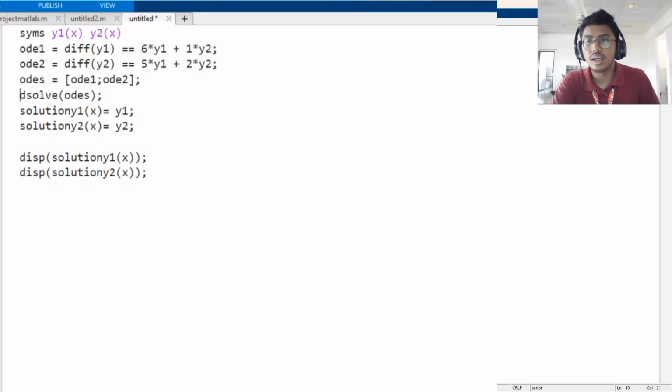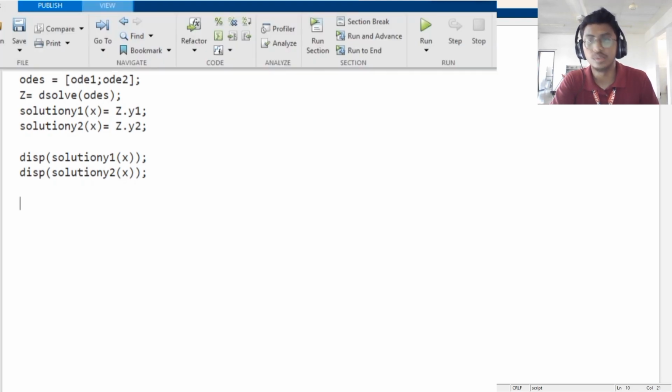Okay, notice at this dsolve in the bracket ODES, we need to put the name in front. So I will put z equals, and then we need to put in here also z dot y1 and then z dot y2. So in this case, MATLAB will perform the equation as it should.